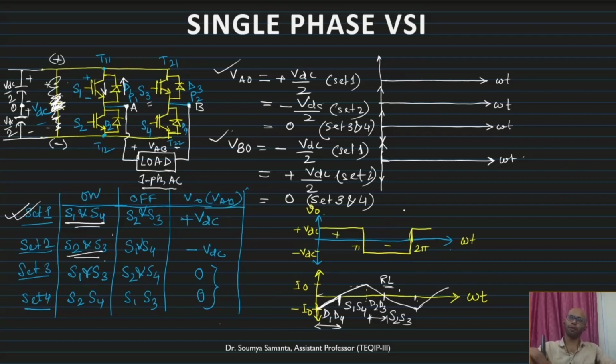So now let us first understand this pole voltage based on these gate signals. Then we will find out the final. Now what will be the VAB expression? VAB will be VAO minus VBO. Using KVL we can get this. If you apply KVL, you will get VAB equals VAO minus VBO.